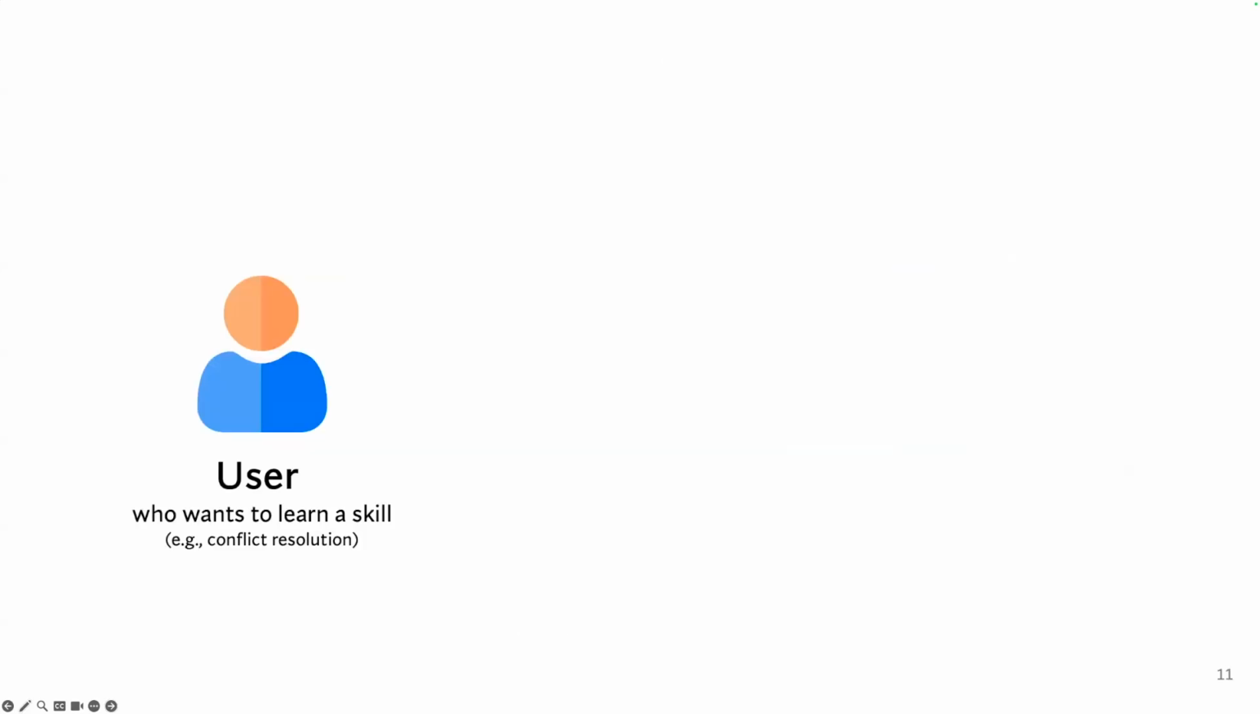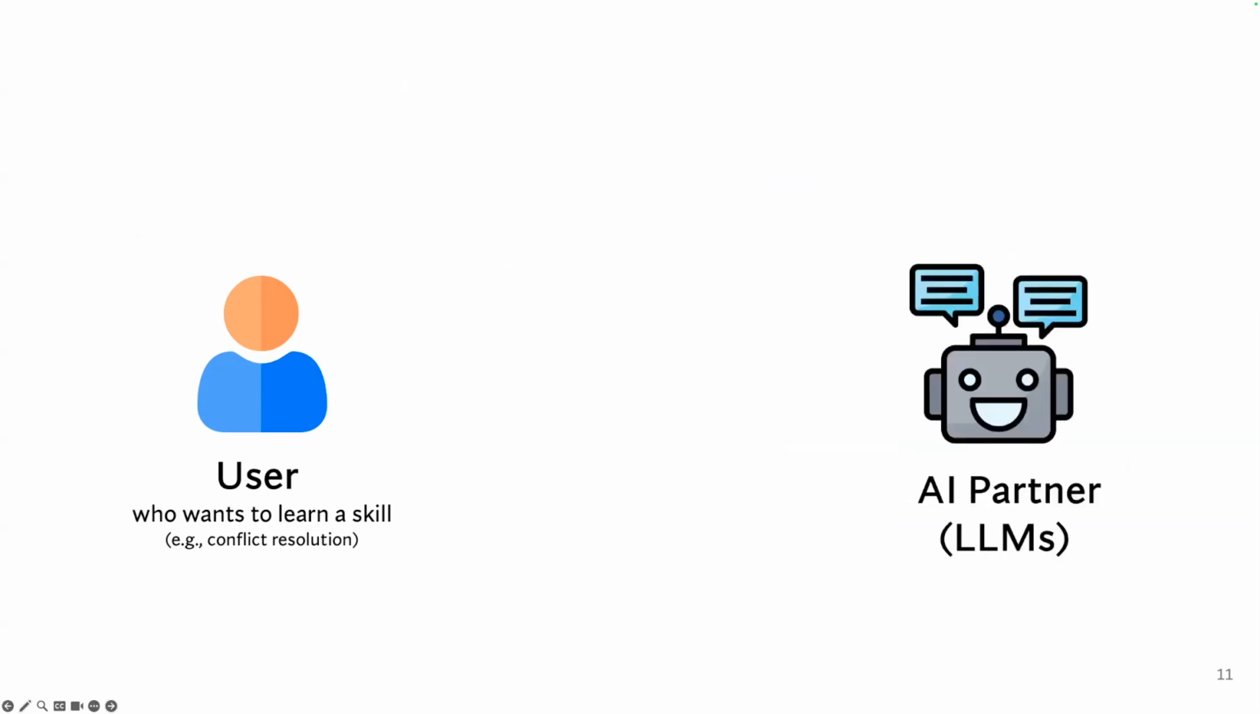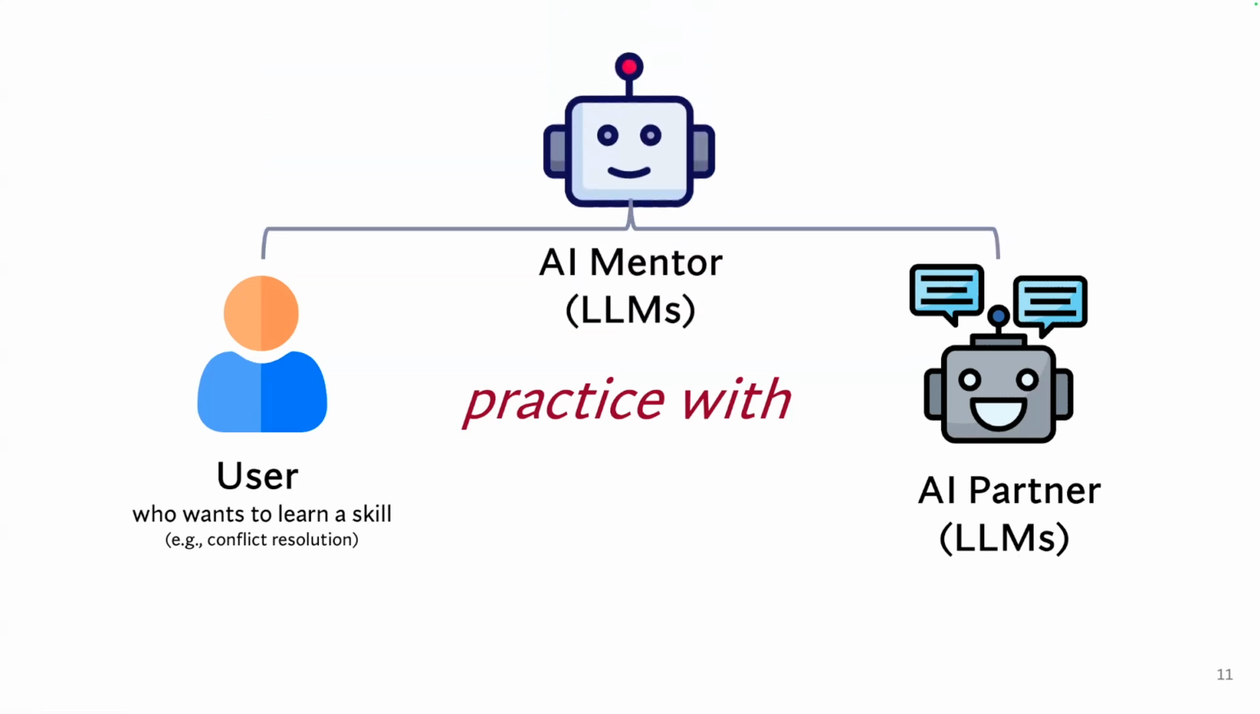Imagine you are a user who wants to learn a skill like conflict resolution or how to have a difficult conversation. You can then practice with an AI partner here. The AI partner could be your role-played virtual coworker, virtual boss, or virtual roommate. And the entire process is going to be facilitated by the AI mentor. You can get feedback from the AI mentor.